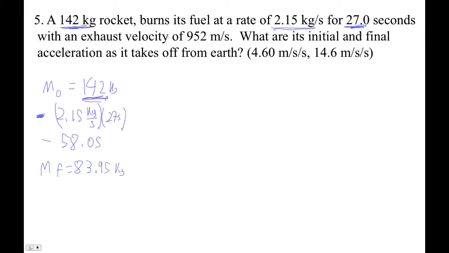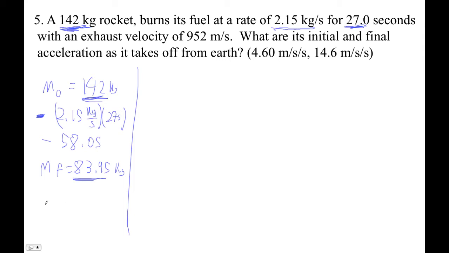So the final mass is 83.95 kilograms, right? So this guy here is the initial mass. And then after it burns the fuel, when it says that's the rocket and the fuel, right? And then it burns this off. And so it's got less mass. It's got that much mass to end with. Is that right? Yeah. There we go. All right. So now we're set. Now we can figure out stuff.